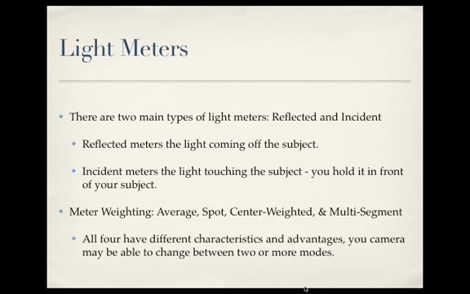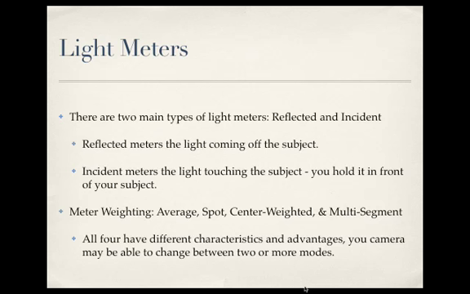There are two main light meters, reflected and incident. Reflected meters read the light coming off the subject back into the camera. Incident meters read the light touching the subject. They're usually a handheld light meter that you put in front of your subject. If you're at a portrait studio, a lot of times they'll hold the light meter in front of you and have the flash go off, and so it reads the light meter then. That's an incident. When you hold your camera up and point it at your subject, that's reflected.